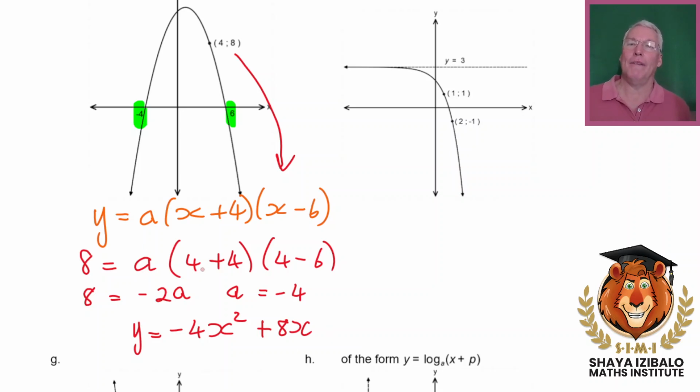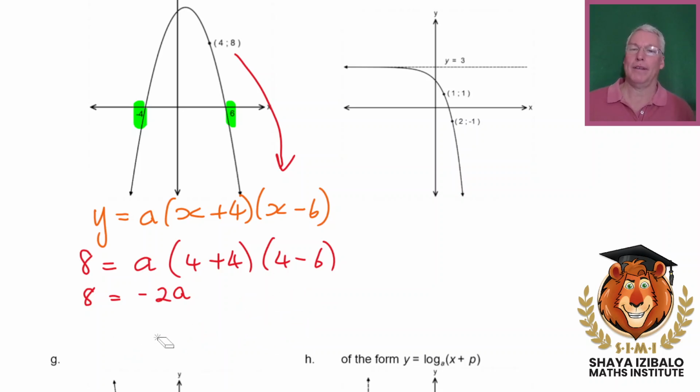Right, 4 and 4 minus 6, that's negative 2, that's 8. So, sorry, we've actually got, my apologies. What we've actually got over here, we've got 8 times negative 2. We've got negative 16a. Right? And so in fact, a is actually negative a half.